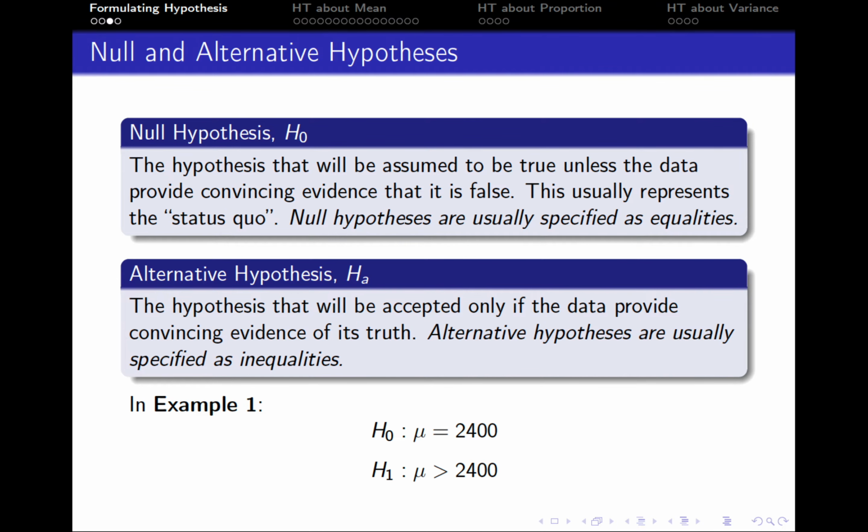The alternative hypothesis, on the other hand, is the additional hypothesis that will be accepted only if the data provide convincing evidence of its truth. In terms of notation, alternative hypotheses are usually specified as inequalities. If we go back to our example with pipes, the null hypothesis is that the true mean value is equal to 2,400, an equality as it should be. The alternative hypothesis is that the mean value is higher than 2,400, an inequality as it should be.